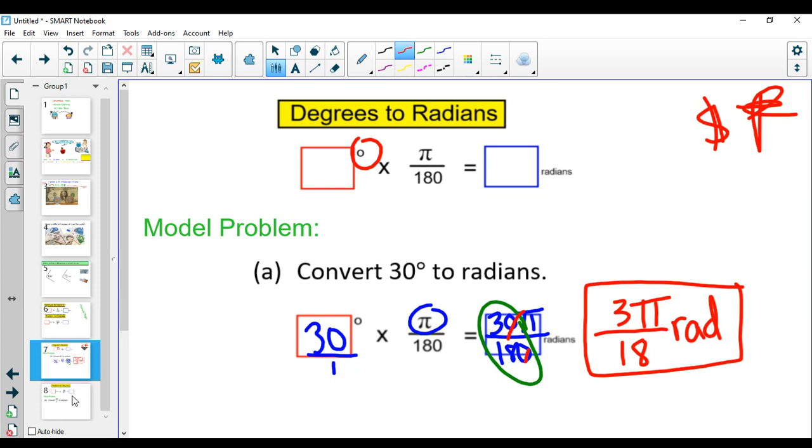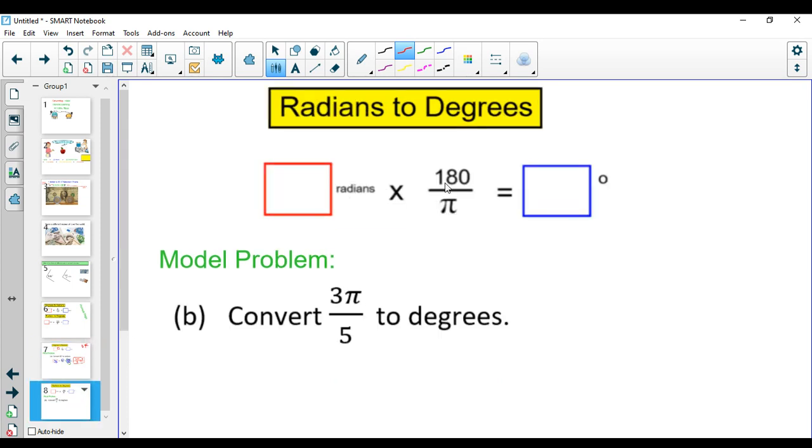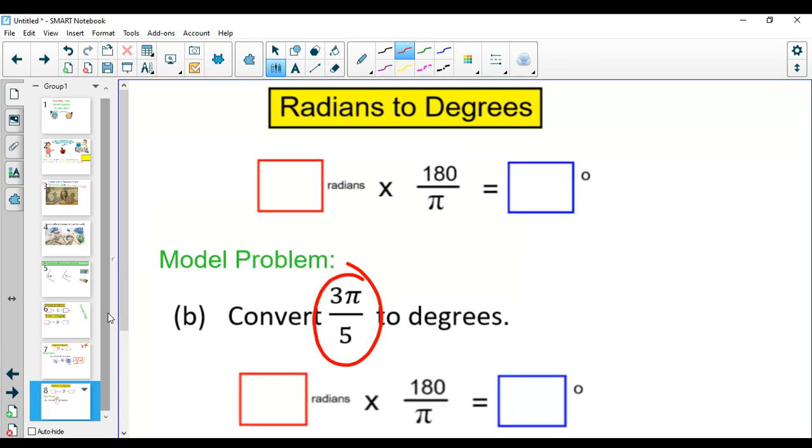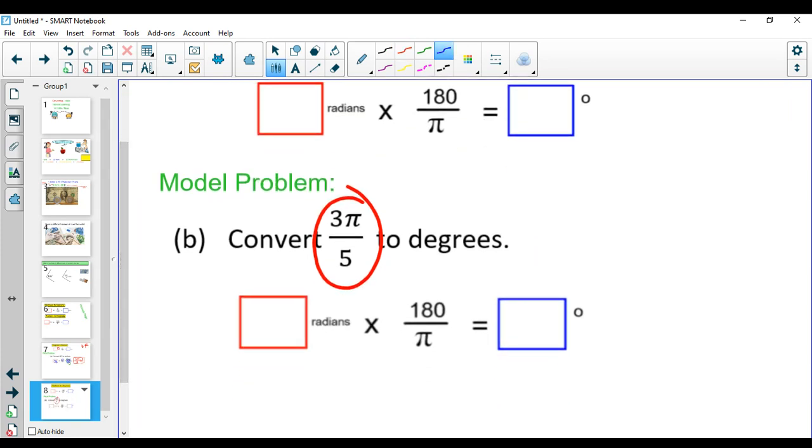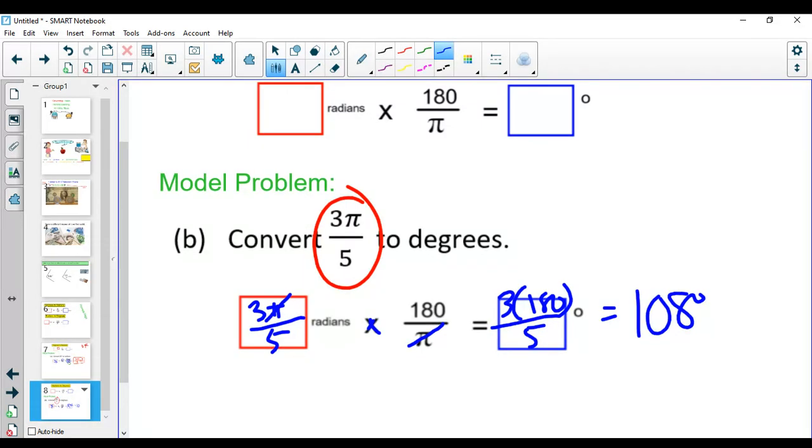Now if we're going from radians back to degrees, so say they gave you 3 pi over 5. This is our formula. We're going to do 3 pi over 5, and multiply it by 180 over pi. Since the pi is in the denominator, it cancels with the numerator pi. And we just have 3 times 180 over 5. And once you calculate it, you should get 108 degrees. And we're back to degree mode. Okay, and that's the mode that we're used to.